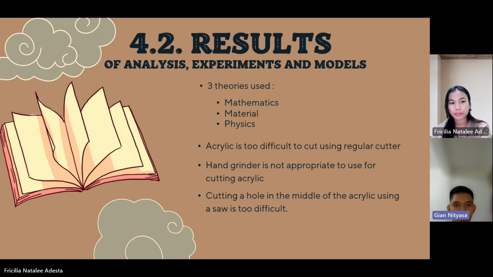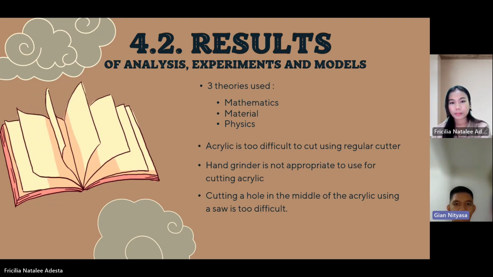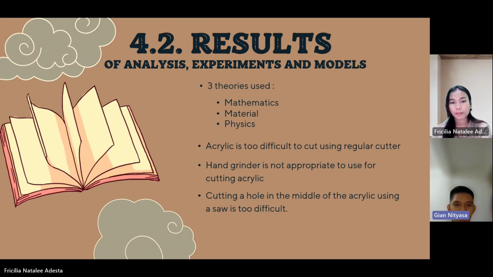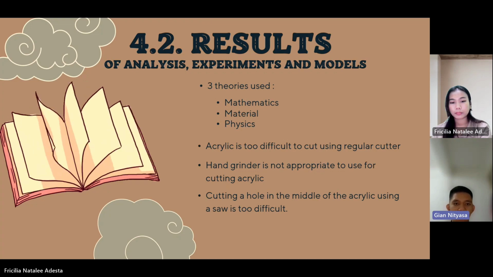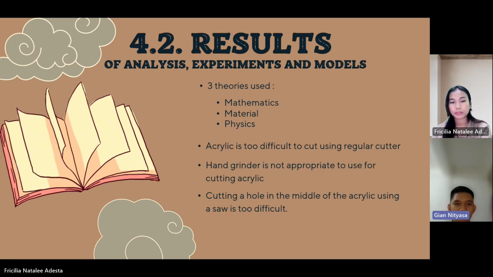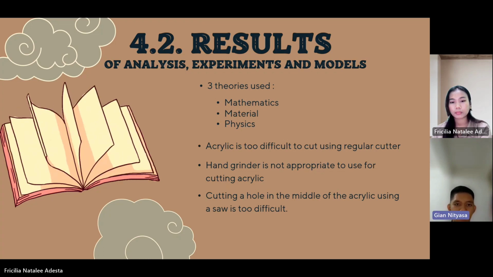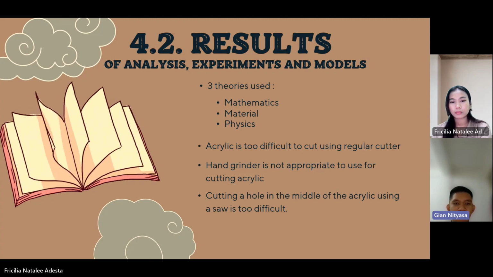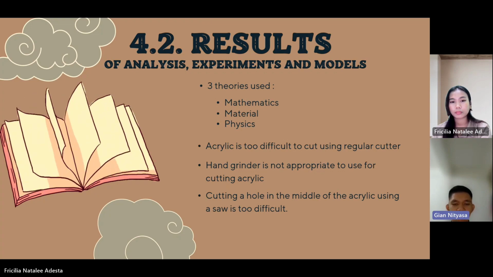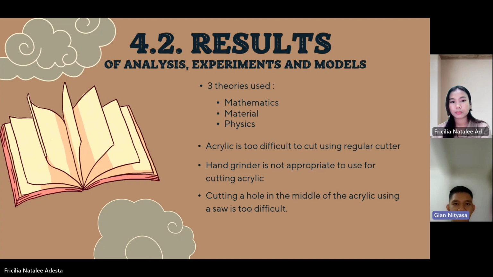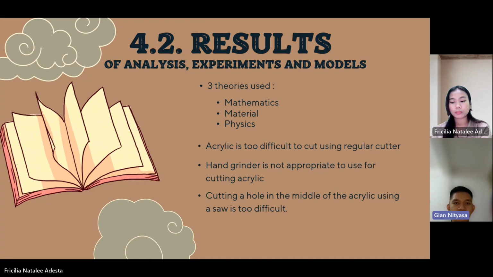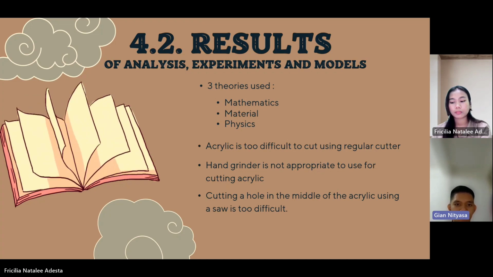Next, the results of analysis, experiments, and models. For the experiment, we use three basic theories: mathematics, materials, and physics. For mathematics, we use it to calculate the area of the phone holder. For the material, we use it to determine whether the acrylic is strong enough to hold the phone and the tablet. And for physics, we use Newton's third law. It is also to determine the strength of the phone holder.